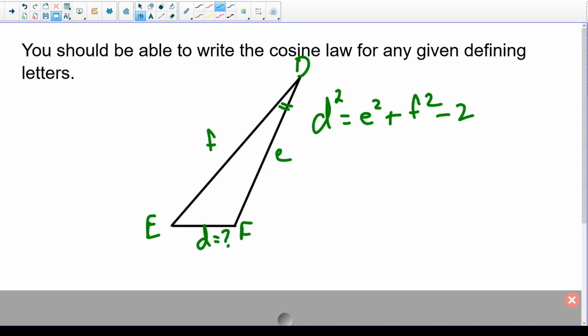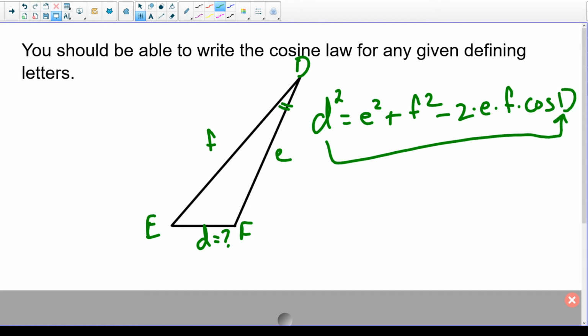Then there's always a minus 2. And then the next two letters always match these two letters, but they're not squared anymore. So it's times e times f, and then times the cosine because it's the cosine law. Now, which letter goes at the end? Well, that letter has to match the lowercase letter that started it all. So it would give us a capital D. Exactly.